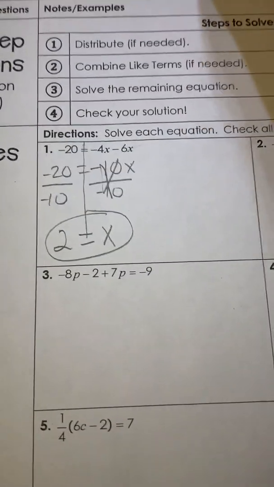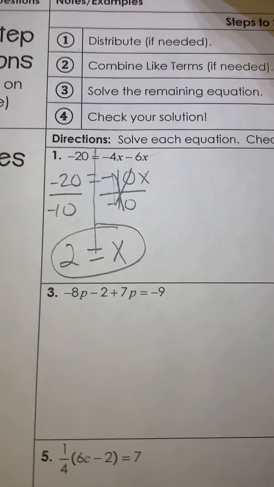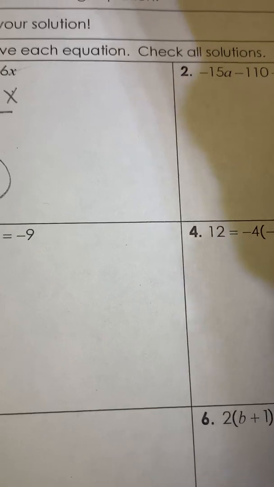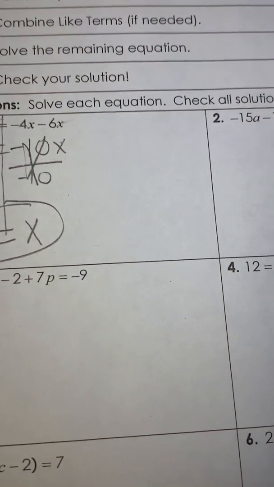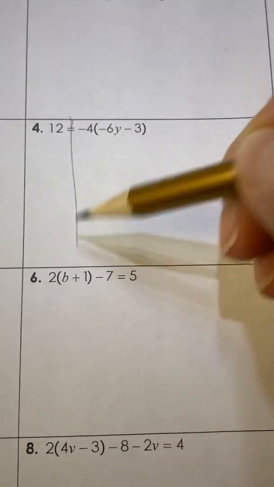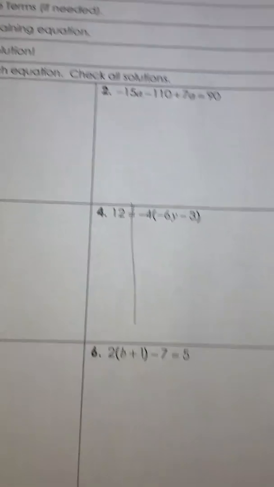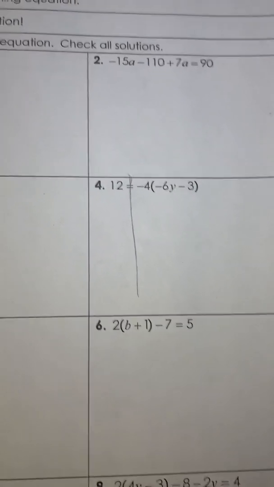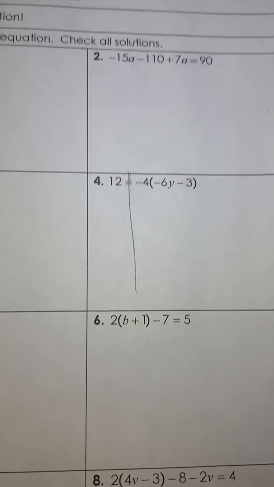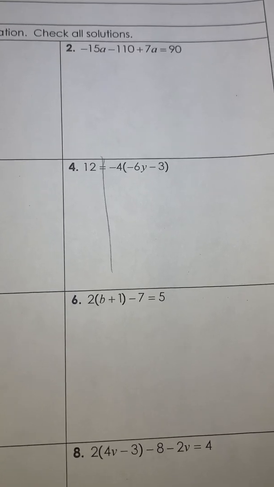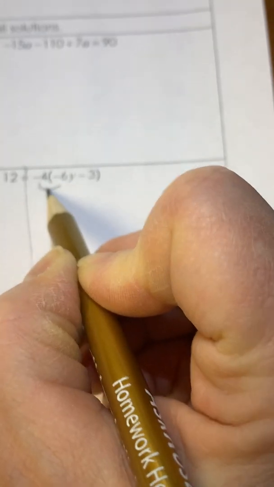Okay, let's drop down to number 4. Make sure you keep track of the left and the right side. You don't want to accidentally do something on the wrong side. What do I need to do on the right side before I can start solving? Julia, what is it? Distribute. What do I need to distribute? That negative 4. So that negative 4 is going to get distributed here and here.